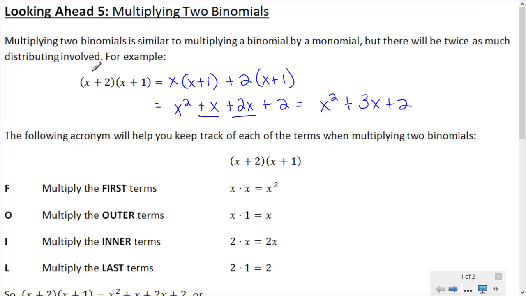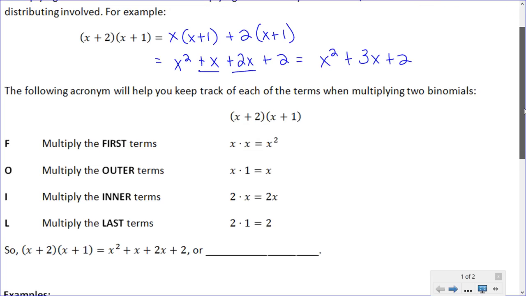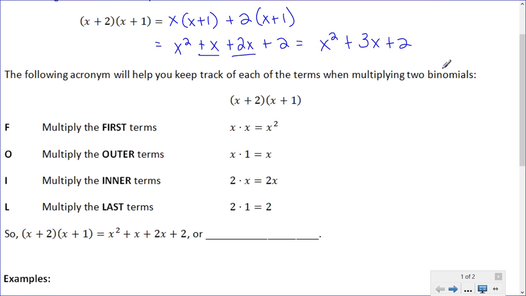But this was a very simple example, and you can see how much distributing is involved already. So we have a clever little acronym here that helps you keep track of each of the terms when you're multiplying two binomials. It ensures that each of the terms in the first binomial has been multiplied by each of the terms in the second binomial. Nothing's been duplicated, nothing's been left out. This acronym is FOIL, F-O-I-L, and that stands for multiply the first terms, multiply the outer terms, multiply the inner terms, multiply the last terms.